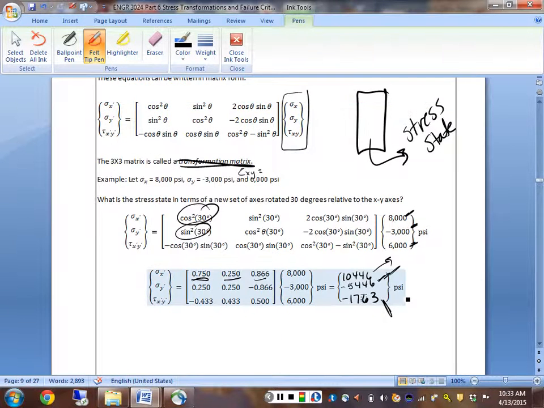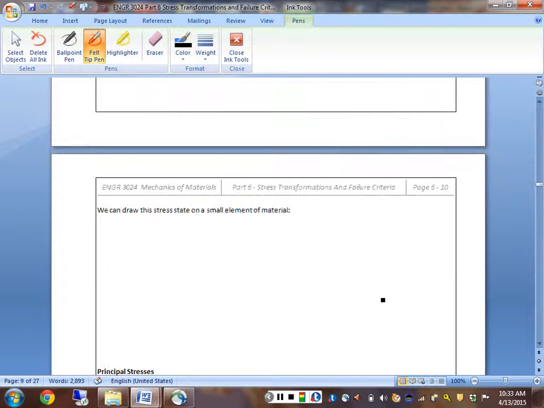So look at those compared. My x got bigger and more positive. My y, what happened to it? It got larger in magnitude, but more negative. And this guy flip-flopped. It was 6,000 positive. It's now 1,763 negative. What do those look like?